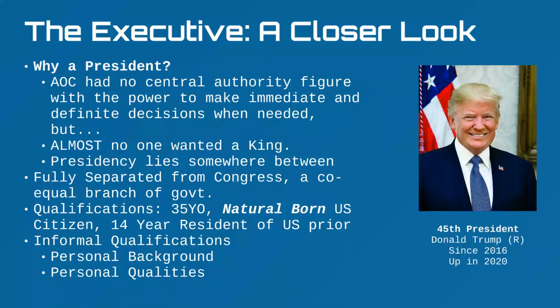So the executive branch does have some legislative power, mostly in the form of checks against Congress, like the veto. They've also got a lot of influence over legislation, but they are not legislators. They don't make laws. Congress does that. They are fully separated from Congress. They are a co-equal branch of government.